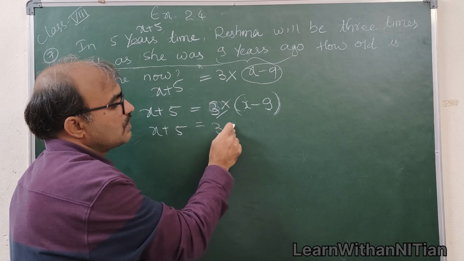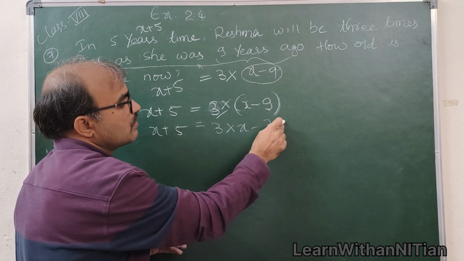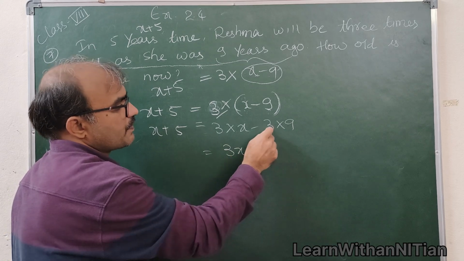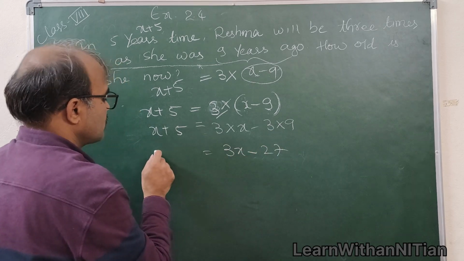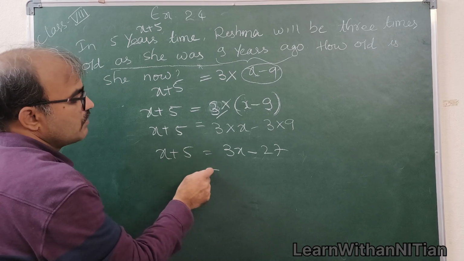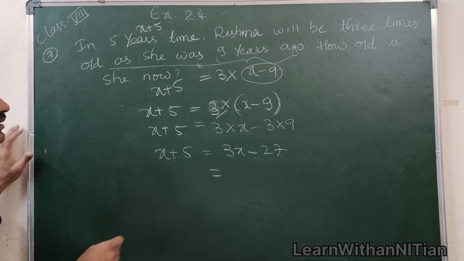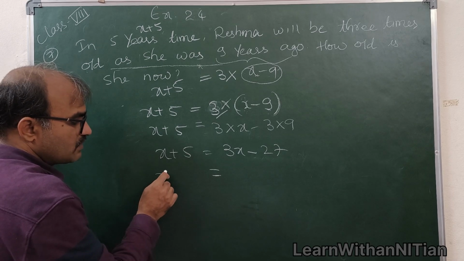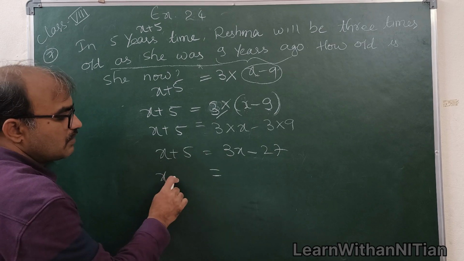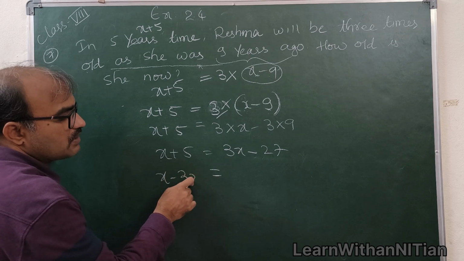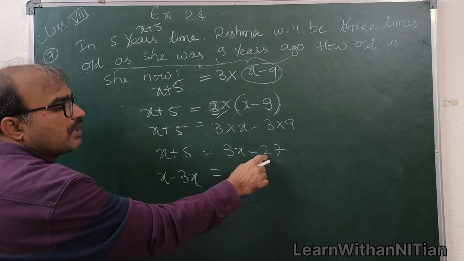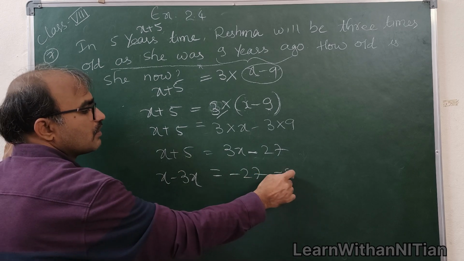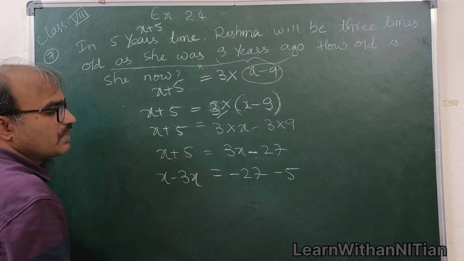So that is why 3 into x minus 3 into 9. 3 into x is 3x, 3 nines are 27. x plus 5. Now under equals, all variable terms on the left side. x is on the left side, so write as it is. 3x on the right side, so you are bringing this to the left side, right? Minus 3x. Just change the symbol. Minus 27 is there on the right side, as it is. Plus 5 on the right side will become negative, right?